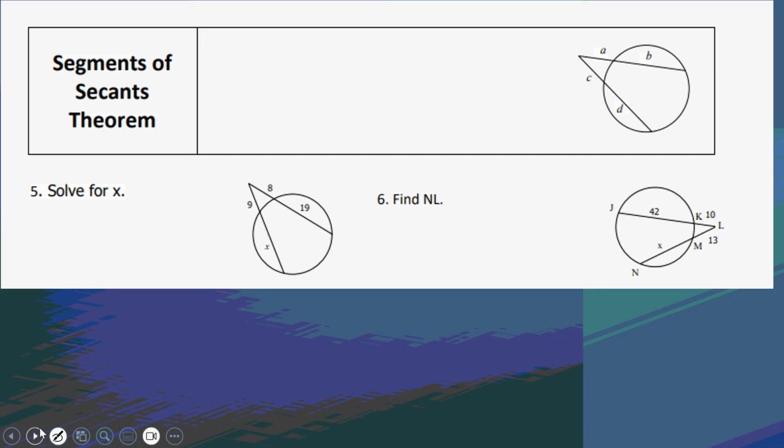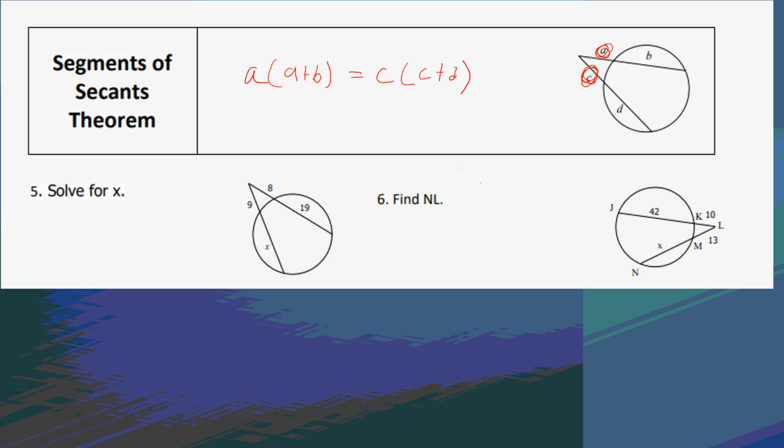Going on to the next type, we have segments of secants. So we have two secants here. The special relationship here is that you could do this outside part A times the whole part A plus B equals, and then same thing for the other segment, C times C plus D. So an easy way to remember this too is A and C are on the outside of our parentheses algebraically, and these are the parts on the outside of the circle.